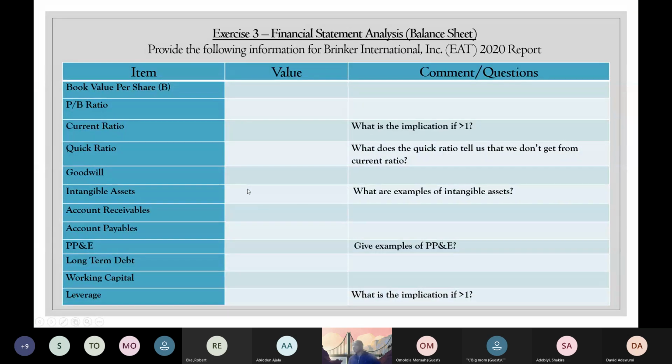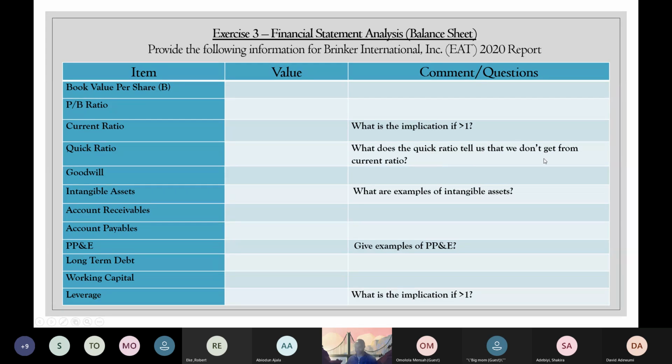So for the purpose of making it like a continuum, we will look at the same company, which is Brinker Inc., Chili's. And the question is that I'd like you to calculate the book value per share for them, their PB ratio, current ratio, quick ratio, goodwill, and look at the intangible assets. For some of them, for example, I've already answered that for us here, current ratio. So what is the implication if greater than 1? I'd like you to explain it again here. Quick ratio, what does quick ratio tell us that we don't get from current ratio?